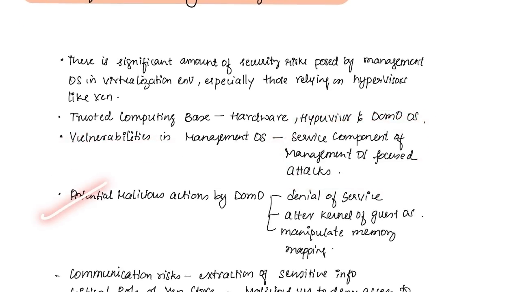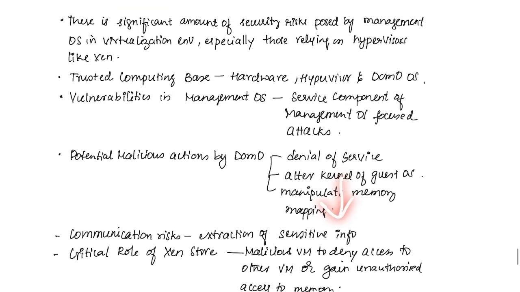Next we have the potential malicious actions by Dom0. A compromised Dom0 can perform several harmful actions. First one is denial of service. It can prevent a virtual machine from starting, alter the kernel of the guest operating system, or monitor and control the applications. Then we have manipulating the memory mapping and virtual CPU states, thereby decreasing the integrity of the virtual machines.